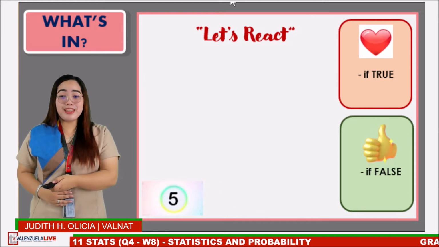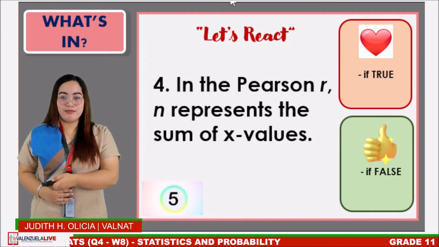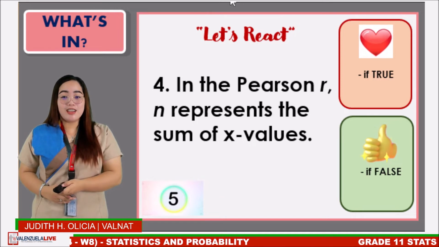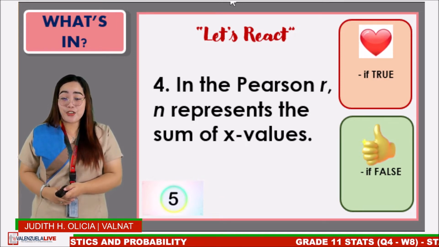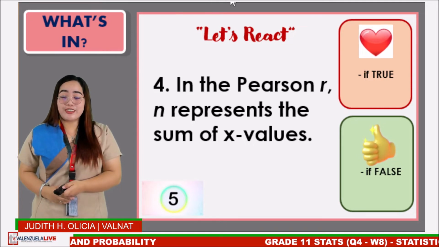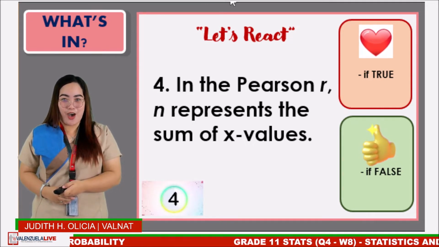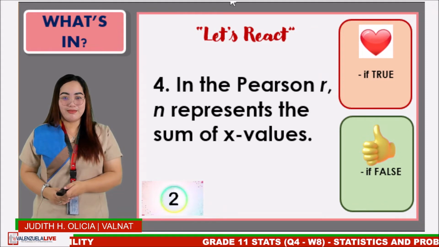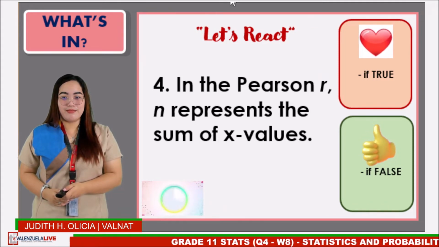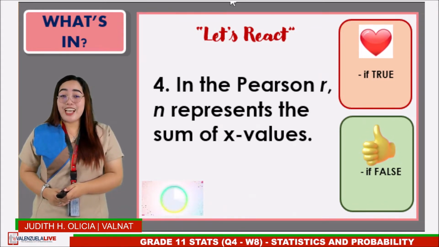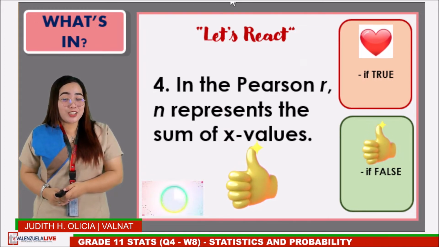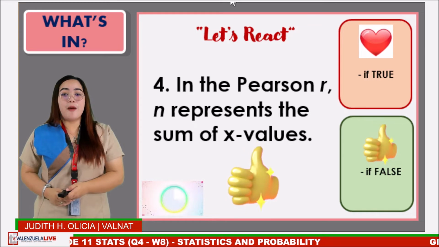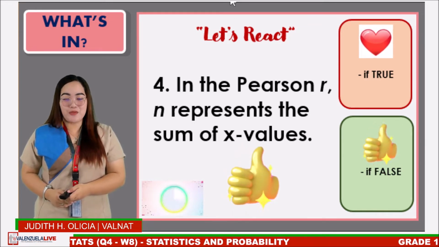For statement number 4, in the Pearson R, N represents the sum of X values. Is it true or false? Your timer starts now. Very good. The answer is like. Yes, it is false because N is the number of paired sample of X and Y.